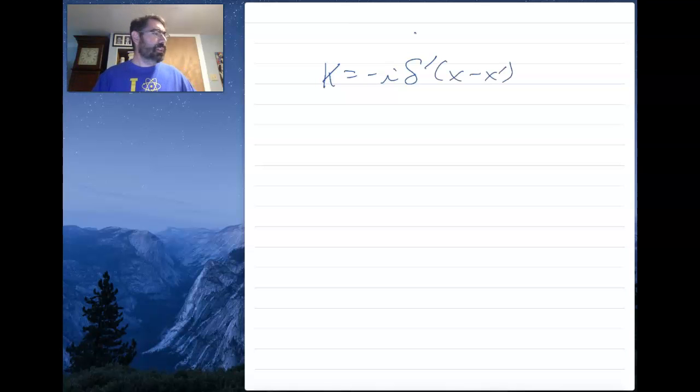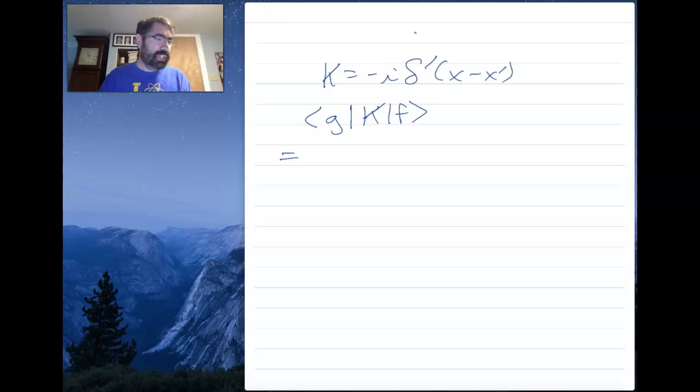So we're continuing our discussion of the derivative operator, and we wrote it down as K is minus i, the derivative of the Dirac delta function. Where we left off last, we were playing around with the fact that K is a Hermitian operator, and we looked at the product of two vectors, f and g, where K operates on f, and then we take the product with g. So if we write this out now, what will we get?